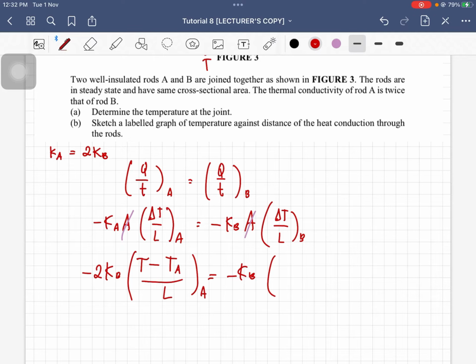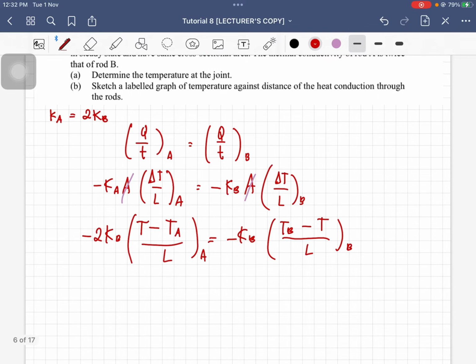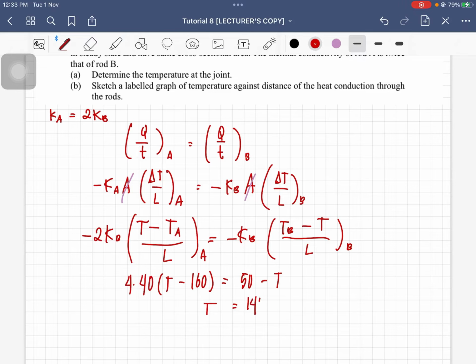This one, the outside temperature minus the at-joint temperature over L, is for rod B. After you substitute, calculate and simplify, you will get 4.4T minus 160 equals 50 minus T. From here, T will equal 140 degrees Celsius. So that is the joint temperature.